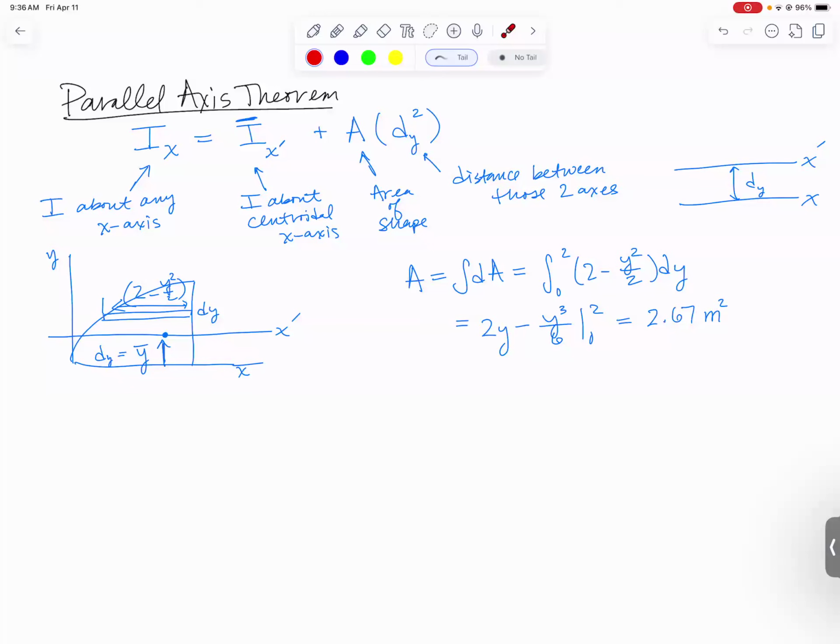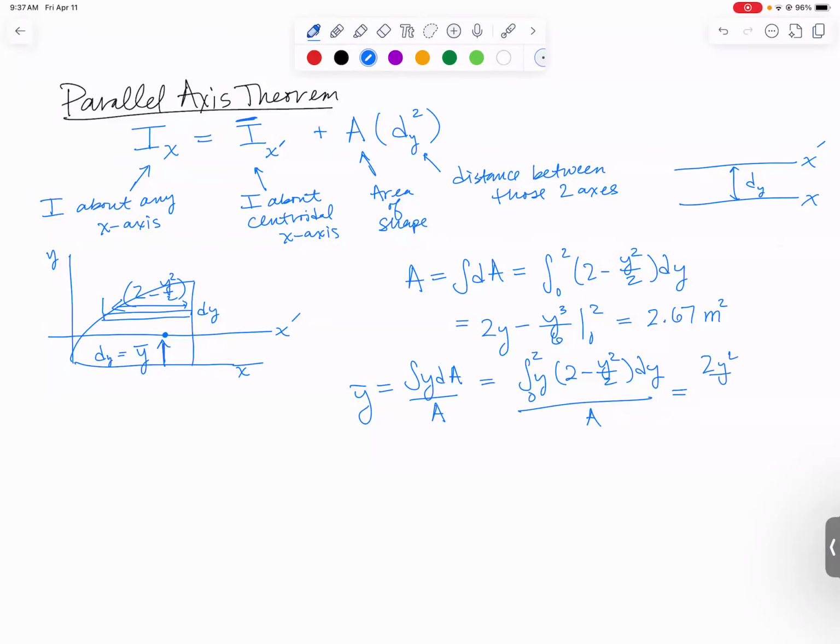Next, I'd still need to find dy, which we decided was equal to the y coordinate of the centroid. So do you remember how we do that? I need to find y bar, which is going to be the integral of y dA divided by that area I just found. Well, y dA is going to be the integral of y times (2 minus y squared over 2) dy from 0 to 2, divided by area when I'm done. That ends up being 2y squared over 2 when you integrate it, minus y to the 4th over 8, evaluated from 0 to 2, all over the area.